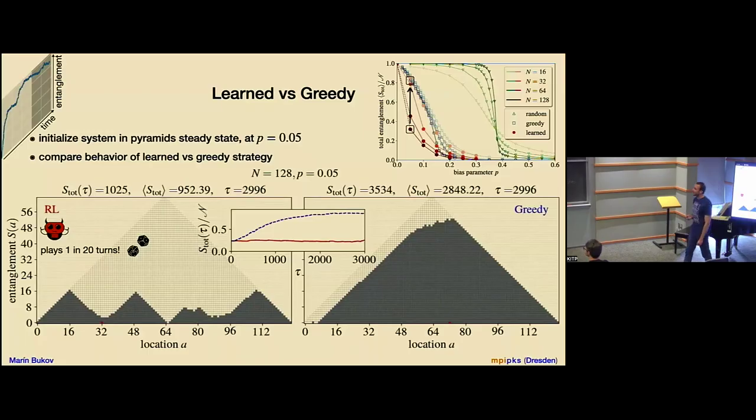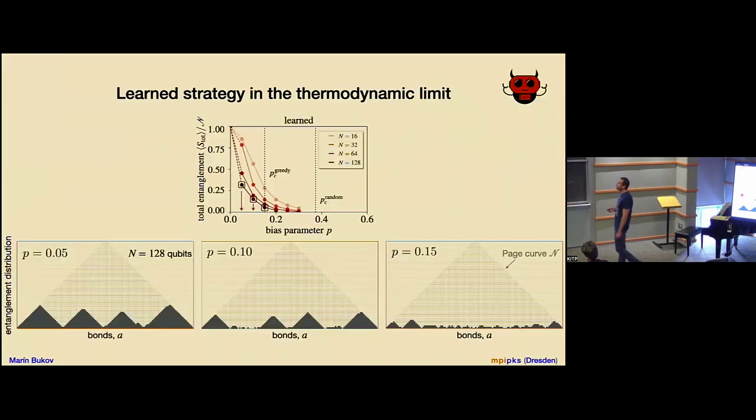If you pick up a probability that is above the critical points for the greedy strategy, then actually we find that the reinforcement learning agent behaves greedily, right? Because it suffices to play the game. There's no need to do anything else. But what's interesting is that there's this very scarce resource regime here, where it actually manages to prevent entanglement from building up. Should speed up a little bit.